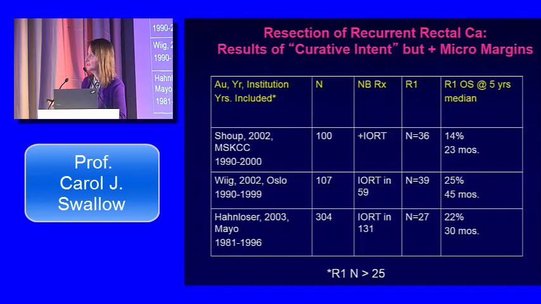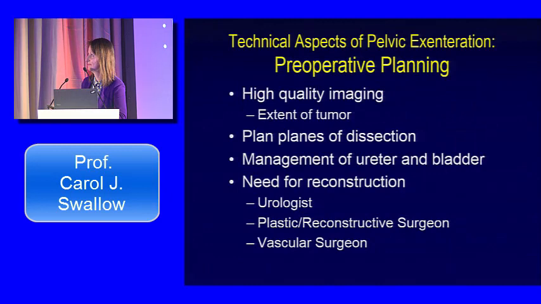About the R1s, and you can see here that there are some long-term survivors at 5 years after an R1 resection. And this is a group that I think it's worth considering, in particular because there's some data recently from MD Anderson showing that with IORT, the 5-year survival rate was actually equivalent between R1 and R0 resections. That's something else we could discuss.